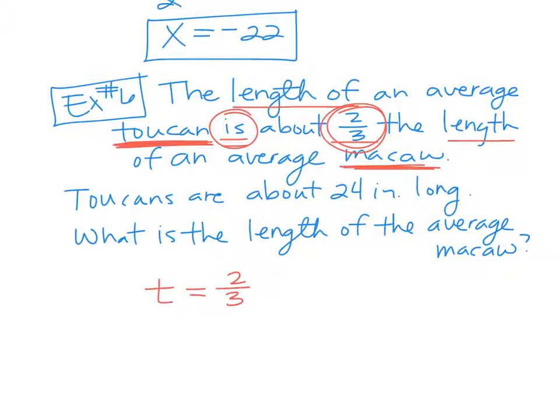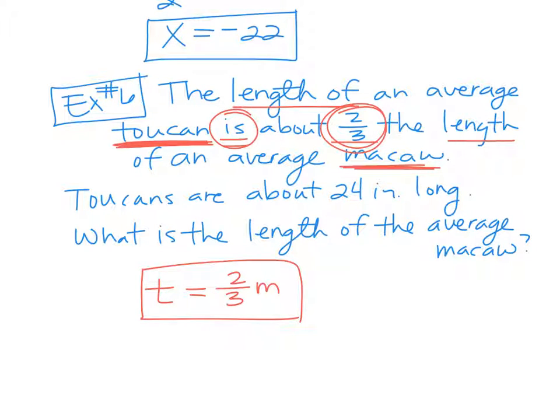Can you tell me what operation we should do with the 2/3 and the M? Are we adding, subtracting, multiplying, or dividing? If something is 2/3 of the length. Do you know what "of" often means in math? When you hear the word "of," it is often multiplication, okay? So we're doing 2/3 times the length of a macaw. So that's the equation you would come up with.